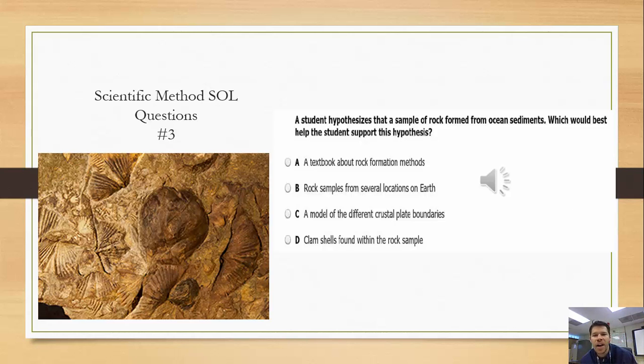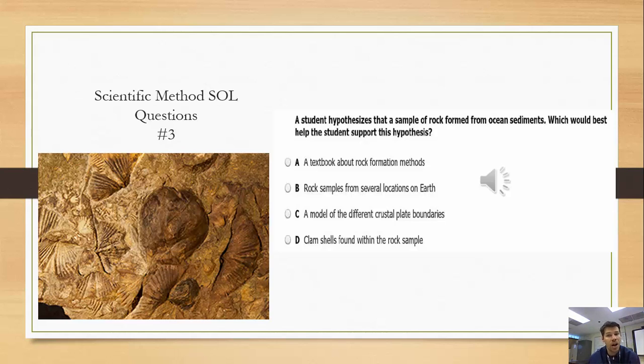So a student hypothesizes that a sample of rock formed from ocean sediments. What would be a good clue that this rock was formed from ocean sediments, like particles or pieces from the ocean, or came from the ocean? So what would best help the students support this hypothesis?